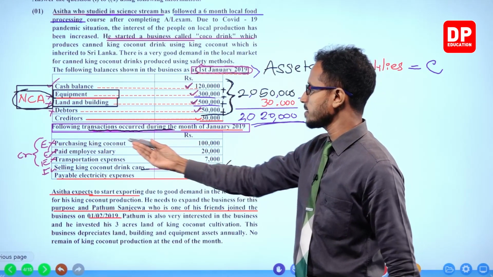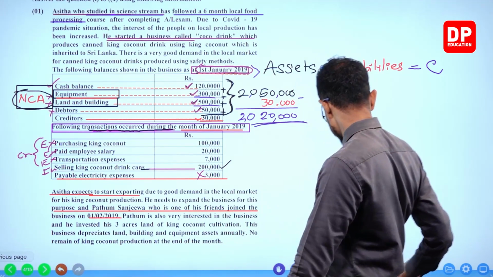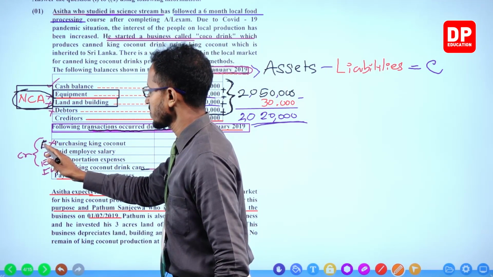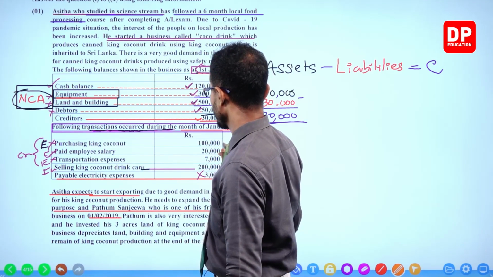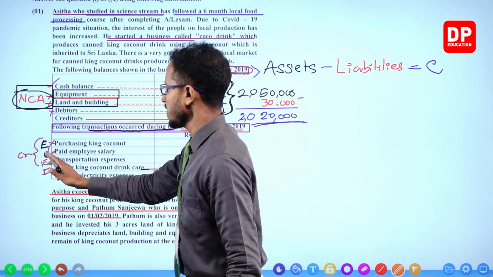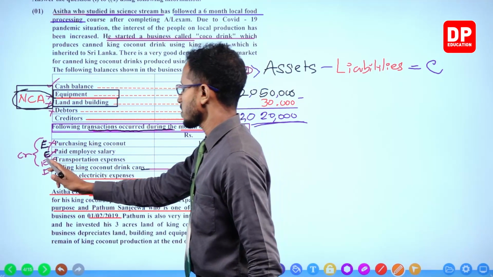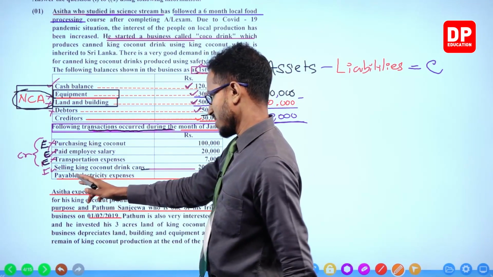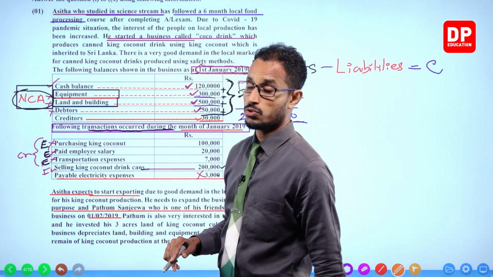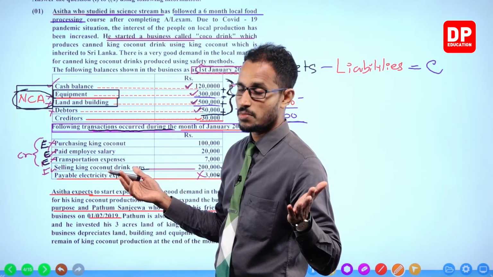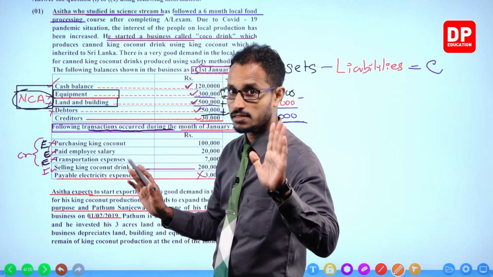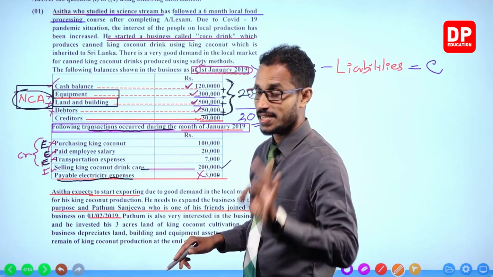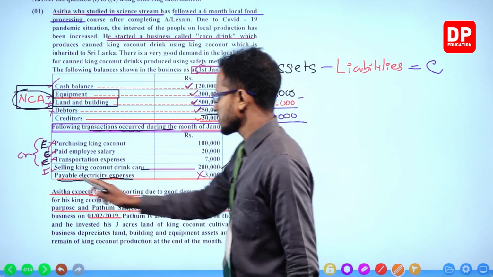Following transactions occurred. Purchasing king coconut. It's an expense. We have marked. So 100,000 we have to take. Paid employee salaries, again it's an expense. We have marked. Transportation expenses, again expense. We have marked. Electricity expenses should be taken. Accrued or not, paid or not, we must take when calculating profits. So accrued, no problem. Must take it as an expense. This is an expense too.